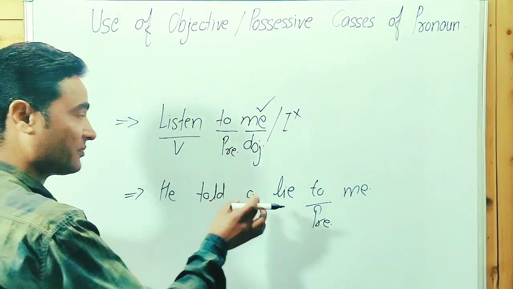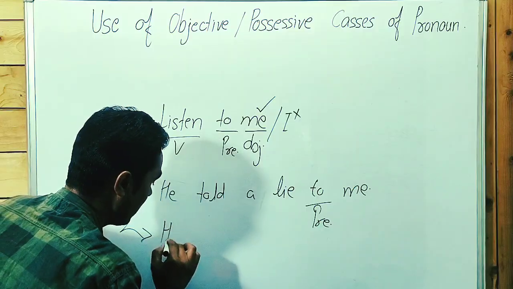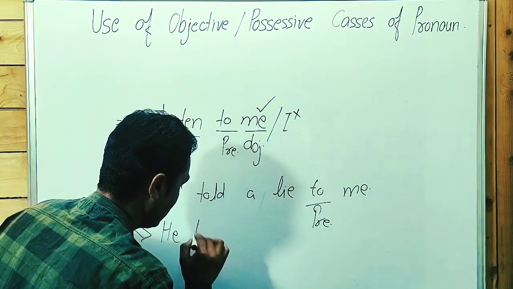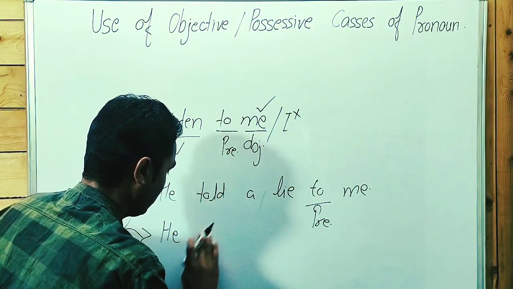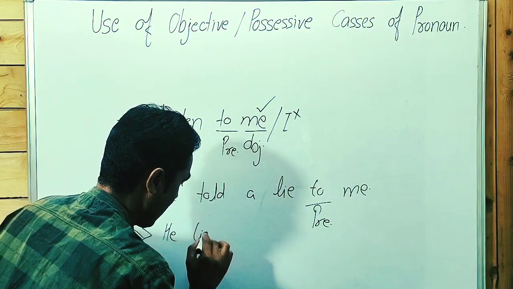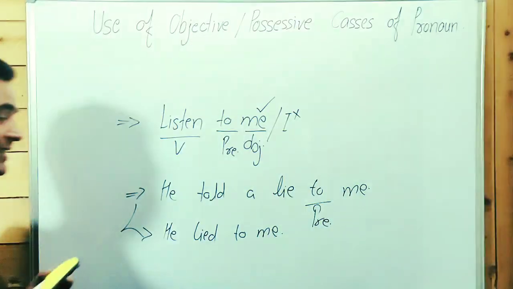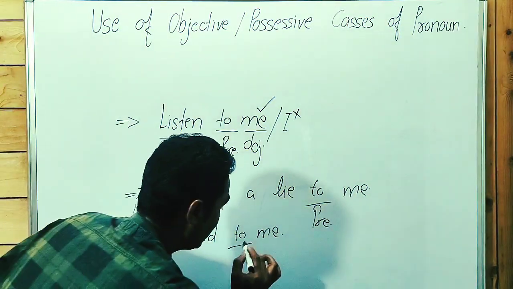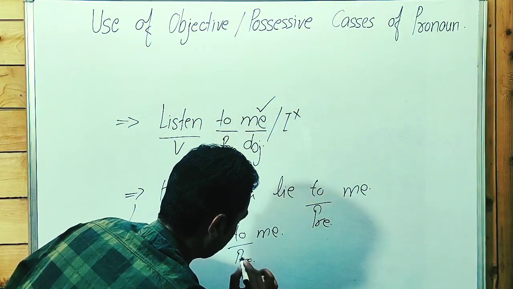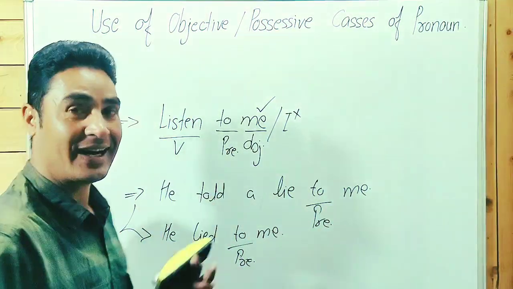He told a lie to me, guys, point to be noted. He told me a lie. He lied to me. Both the sentences are correct, but here "to" is a preposition. He told a lie to me, guys.